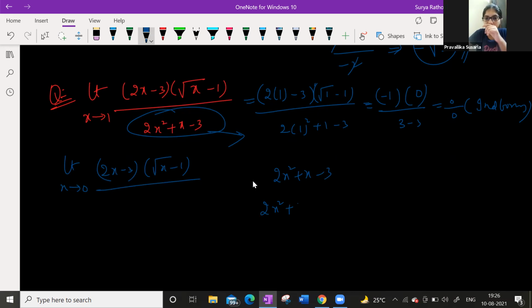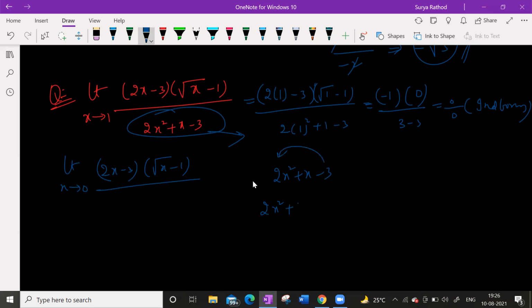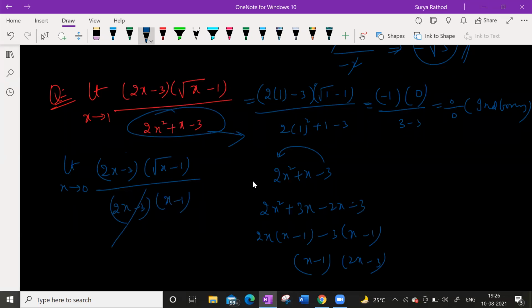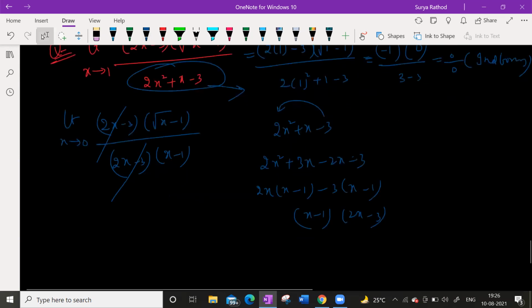So 6x square, right? 6x square means 3x minus 2x. Is that clear? Can I write like that? So let me take 2x common. If I take x minus 1, let me take 3 common, x minus 1 here. So x minus 1 into 2x minus 3. These are my factors, 2x minus 3 into x minus 1. So 2x minus 3 and 2x minus 3 will get cancelled. Is that clear?